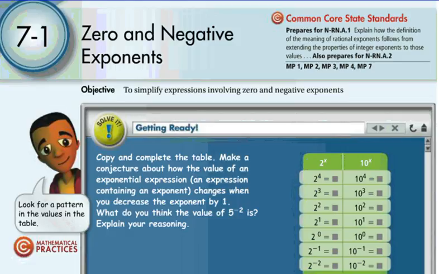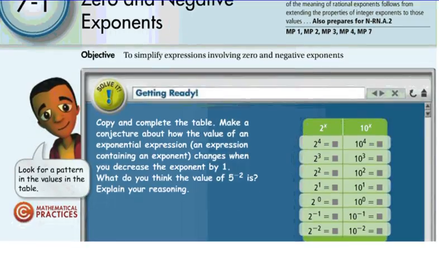Remember, exponents are those little numbers up to the top right of a different number, the base, and it tells you how many times to multiply that base number by itself. So there are times when we might have a zero or a negative exponent. So let's look at this little example here to get ready for this unit.